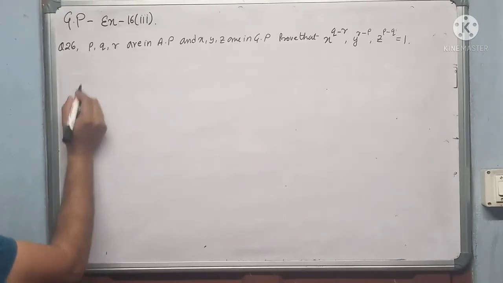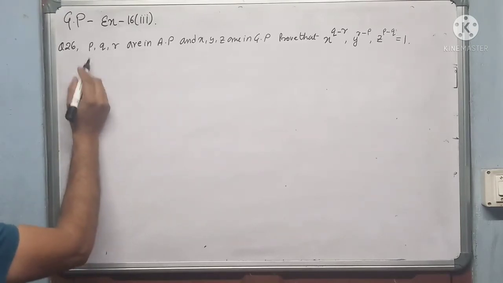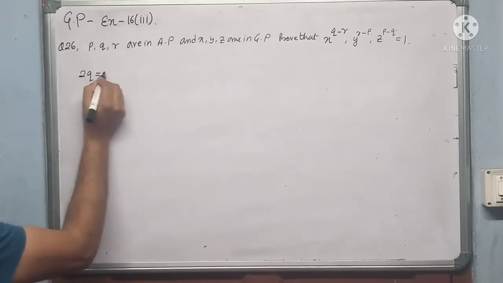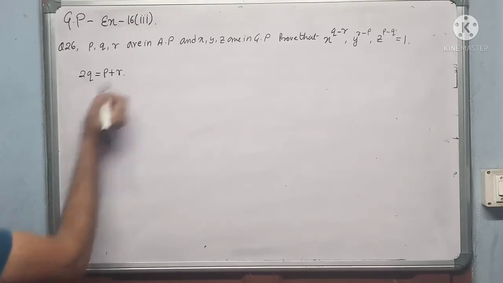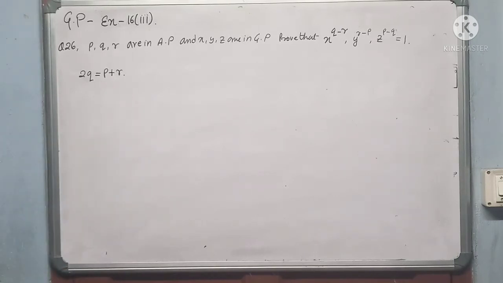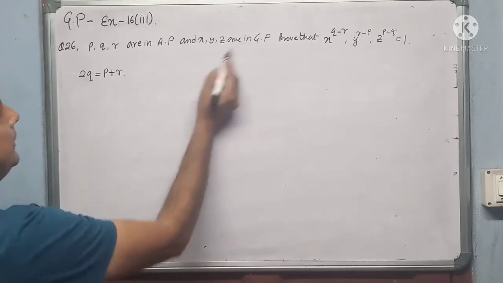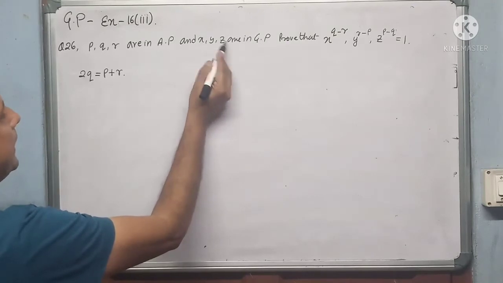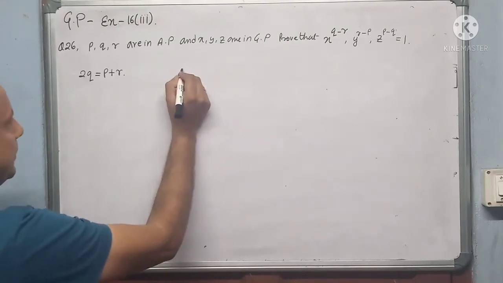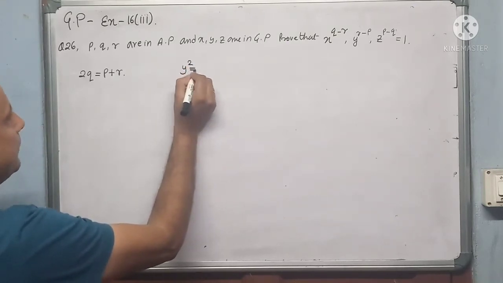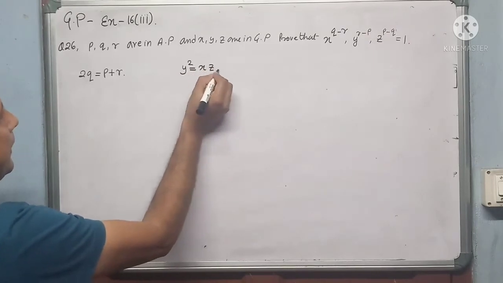A, B, C are in AP means 2B is equal to A plus C. Similarly, P, Q, R are in AP means 2Q is equal to P plus R. X, Y, Z are in GP means if A, B, C are in GP, then B square is equal to AC. So it is Y square is equal to XZ.